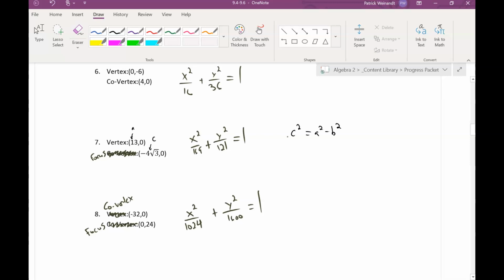Plug in your values. You know that c squared is going to be negative 4 root 3 squared equals a squared, 13 squared, minus b squared. Okay, well, you square this negative 4 root 3, you should get 48 equals 13 squared is 169 minus b squared. Subtract 169 from 48 and you'll get negative 121. Then divide by that negative 1. You should get 121 equals b squared. You could find your b, but we really don't need to, since our goal is to just write an equation.